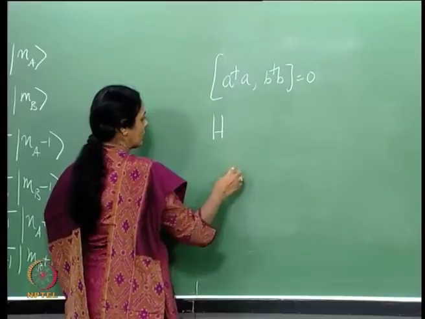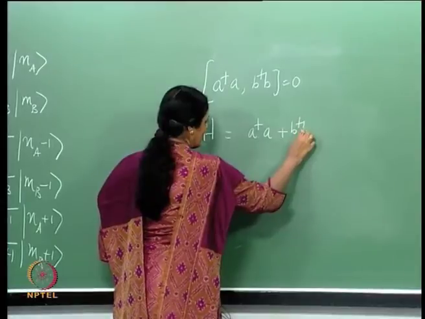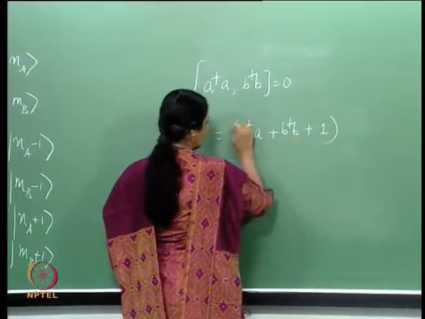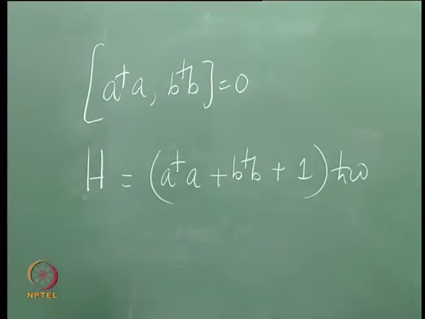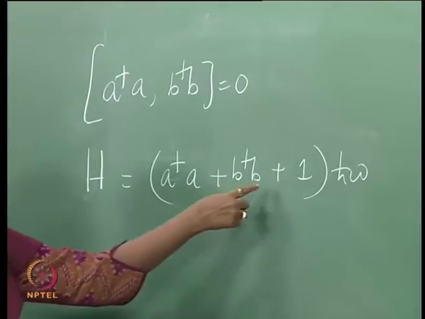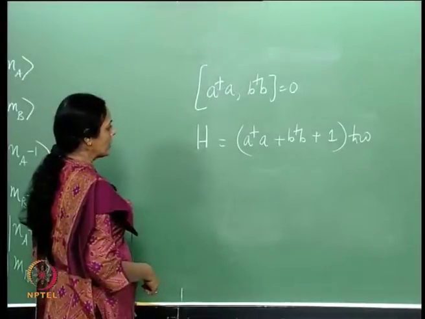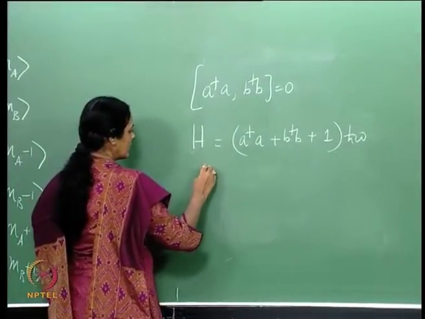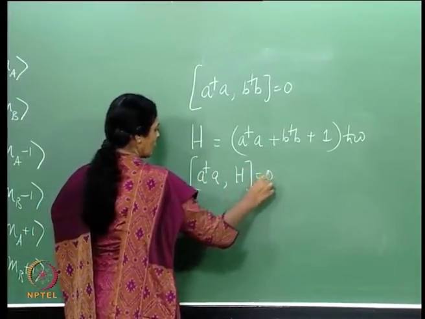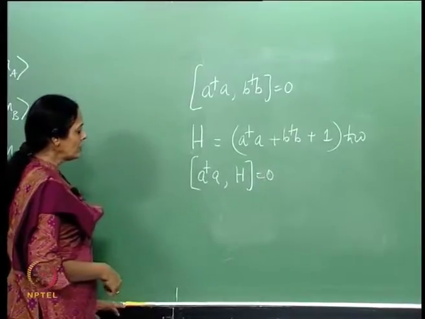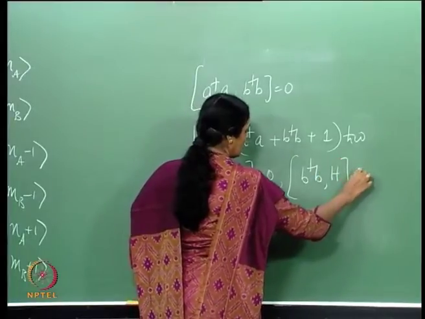I have the total Hamiltonian H, which is A dagger A plus B dagger B plus 1 H cross omega, because there was a half H cross omega from the first oscillator contributing here and another half H cross omega from the second oscillator. So, this is the total Hamiltonian for the system. It is evident that the commutator of A dagger A with H is 0 and the commutator of B dagger B with H is 0.